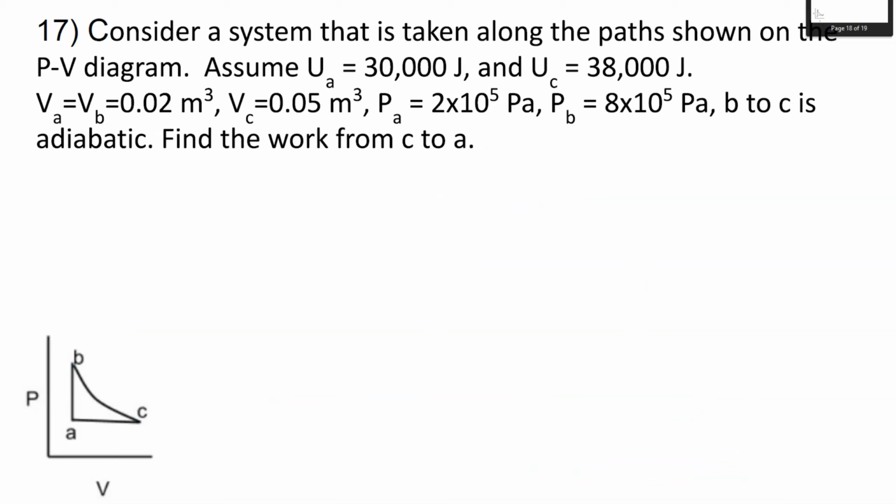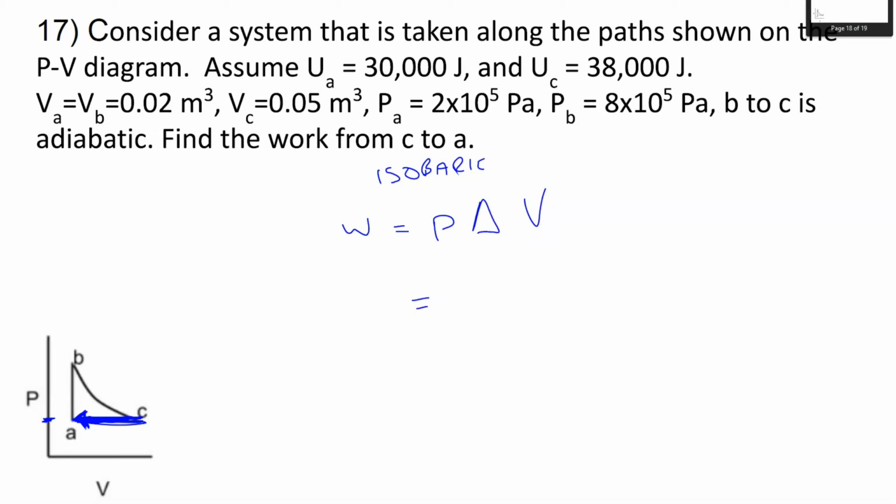All right. And I think this is the last one here. Consider a system that's along this. Find the work from C to A. I'm interested in this path right here. Okay, and we're actually going backwards on this thing, but I see that it's flat. I see that the pressure is constantly this number right here, so I know it's an isobaric process, and I know that in an isobaric process the work is equal to the pressure times the change in volume.